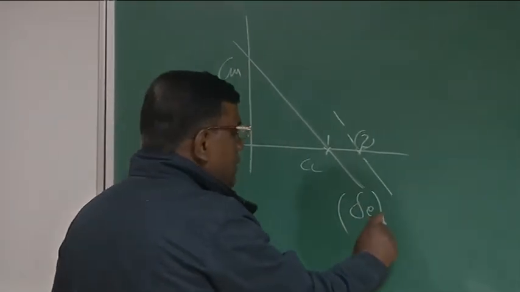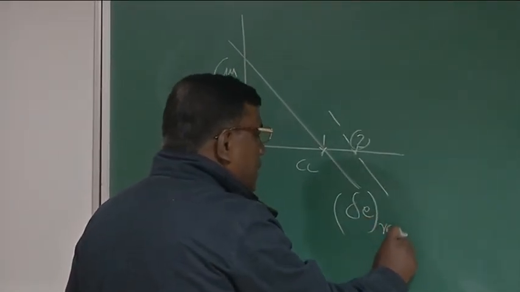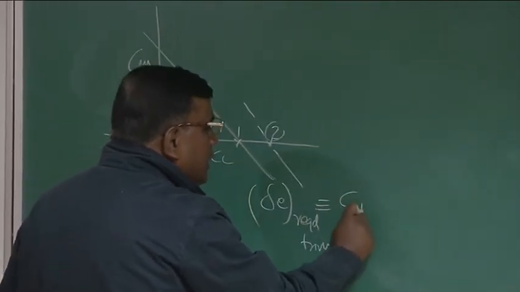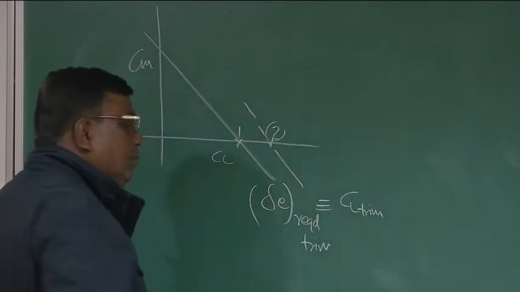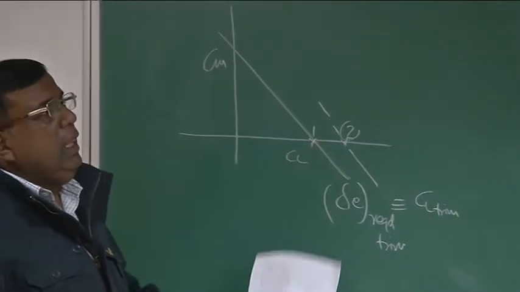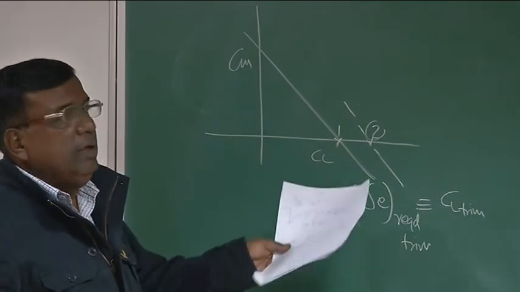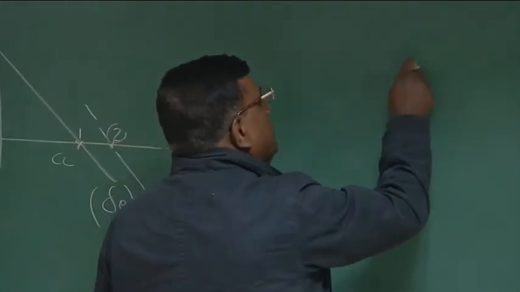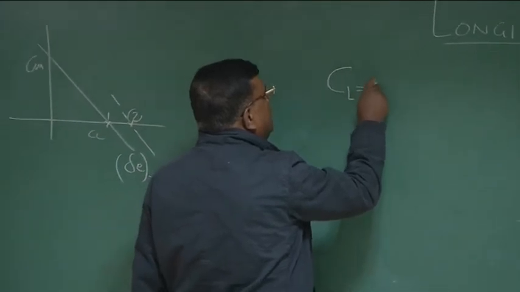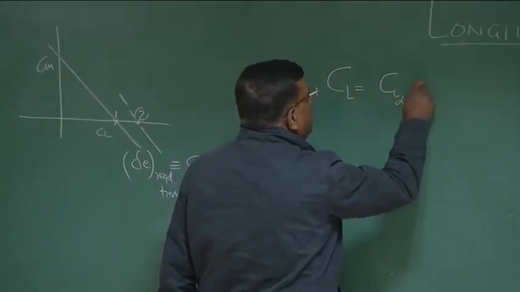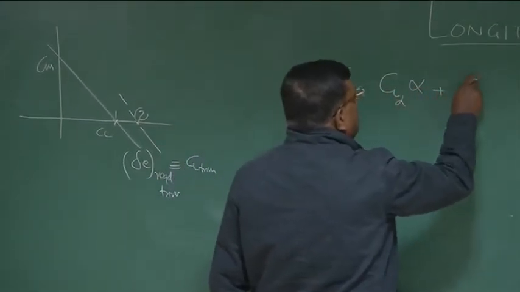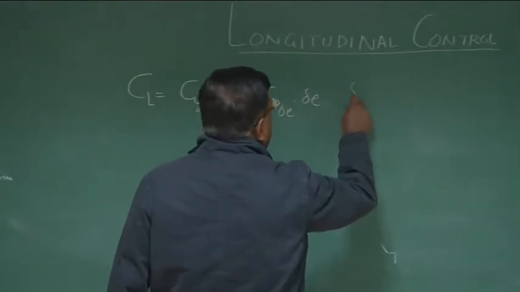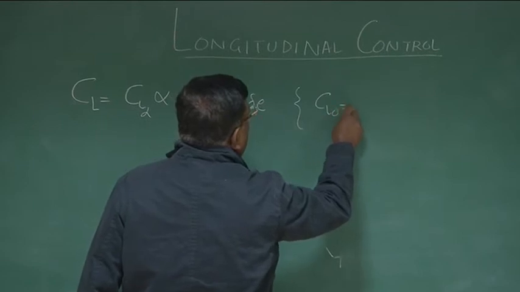So the relationship between delta E required, sometimes we say delta E trim, and Cl trim is a control problem for this flight mechanics, whatever we are discussing. How do I formulate it? Let us see. We know Cl should be equal to Cl alpha into alpha plus Cl delta E into delta E. For simplicity, I have put Cl naught equal to 0.